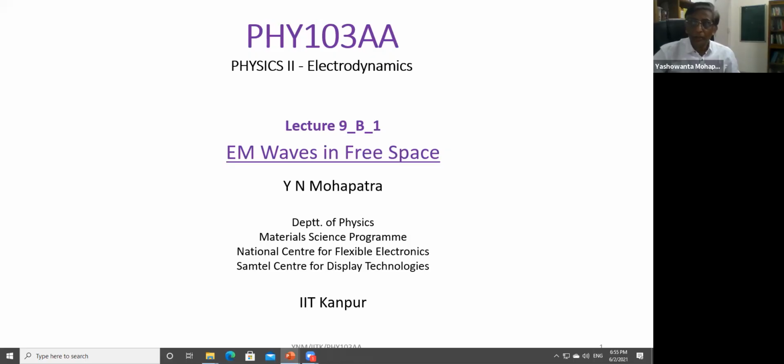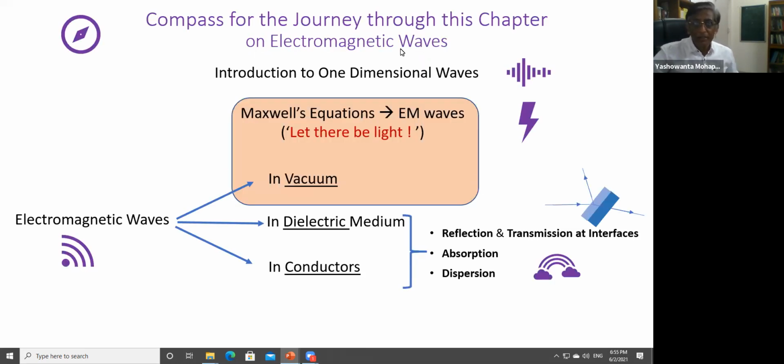Okay, so now let's go to electromagnetic waves proper in the next phase. This lecture 9B1 will do EM waves in free space. I had shared this plan for us for waves, and we have done the introduction to one-dimensional waves. Now in this lecture, I'll cover this shaded portion. That is how we obtain EM waves from Maxwell's equations and monochromatic waves in vacuum, okay, in this lecture.